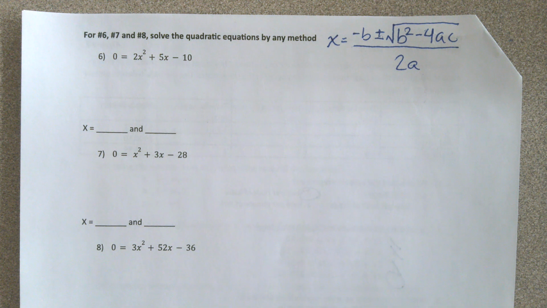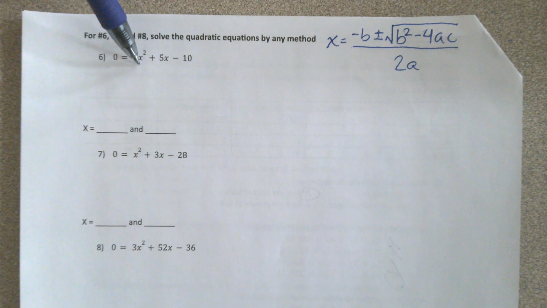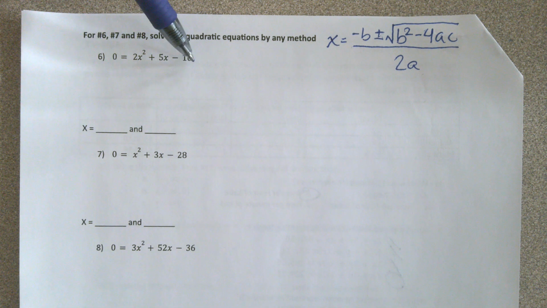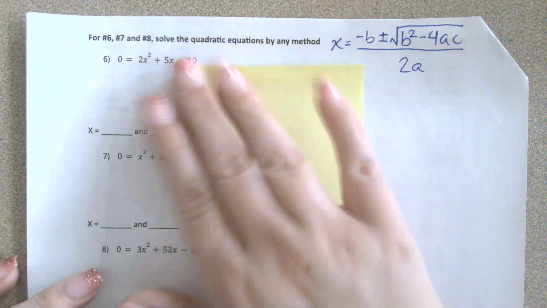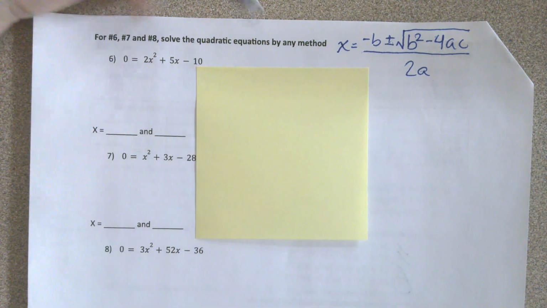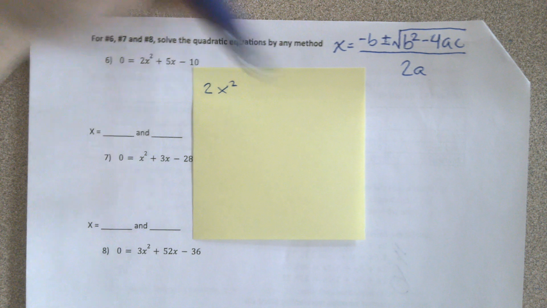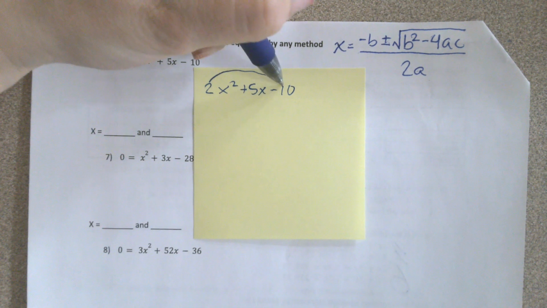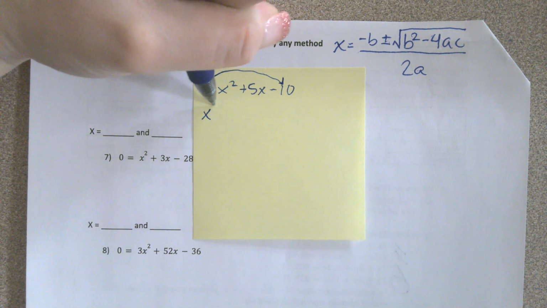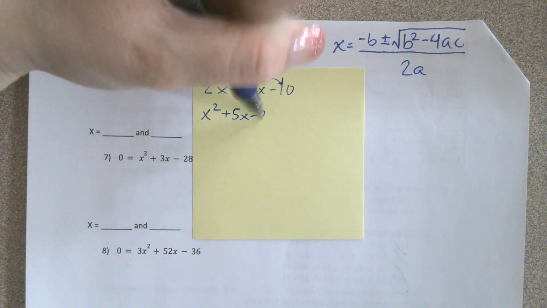So, number 6, 2x squared plus 5x minus 10. I'll go ahead and tell you this does not factor nicely at all. So you'll have to use quadratic formula. But just to demonstrate if you tried to factor, let's talk about that. If we tried factoring first, 2x squared plus 5x minus 10, we would do 2 times the negative 10 and get x squared plus 5x minus 20.